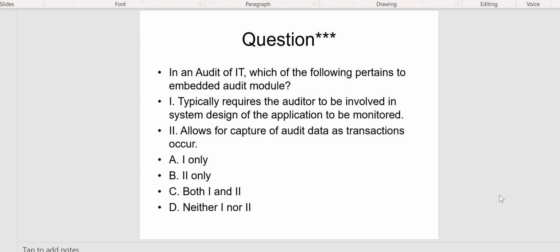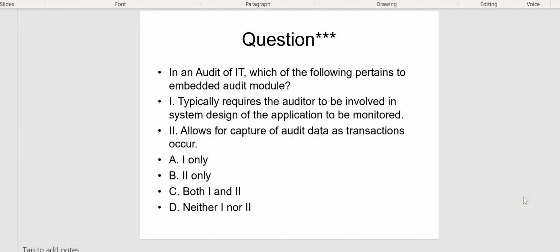All right, in an audit of IT, which of the following pertains to embedded audit module? 1, typically requires the auditor to be involved in system design of the application to be monitored. Yes, you would only need that with embedded audit module because it's the auditor that wants to embed some kind of hook into the system as transactions are processed. Otherwise, there'd be no other way to get audit evidence.